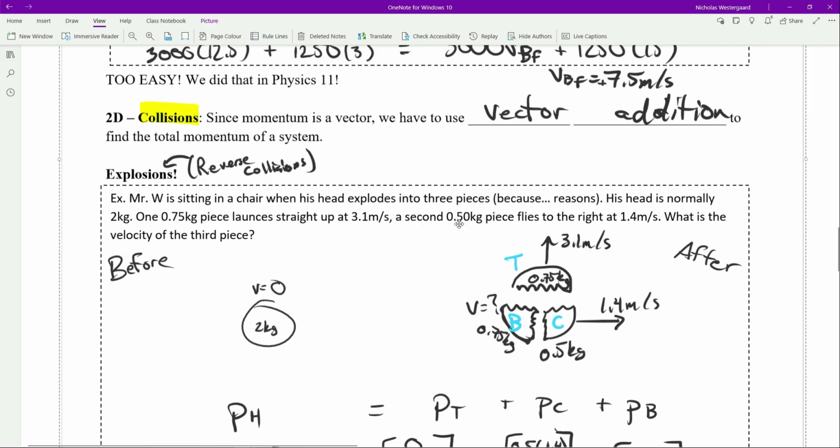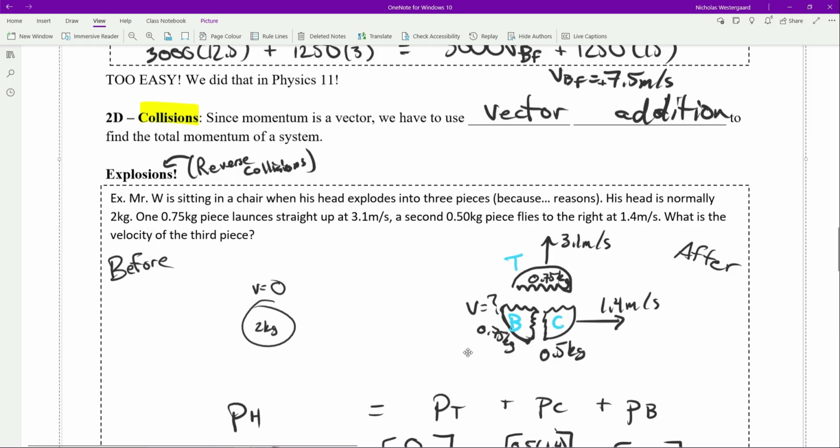A second piece is launching to the right, that's 0.5 kilos, and what would be the velocity of my third piece? So here we go, I've got 1, 2, 3 pieces: top, bottom, and object C. I don't know why I call it T, B, and C. I just did it. This is what my head looks like post-explosion.